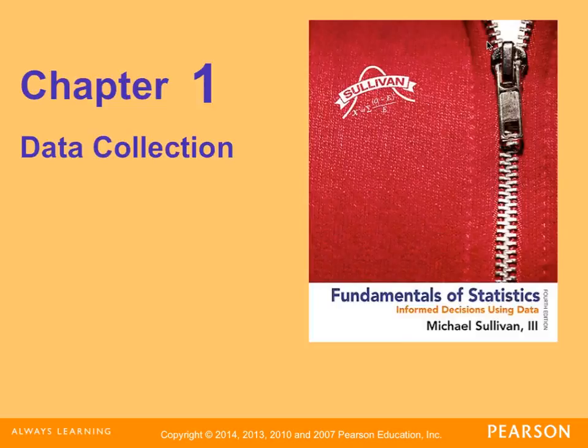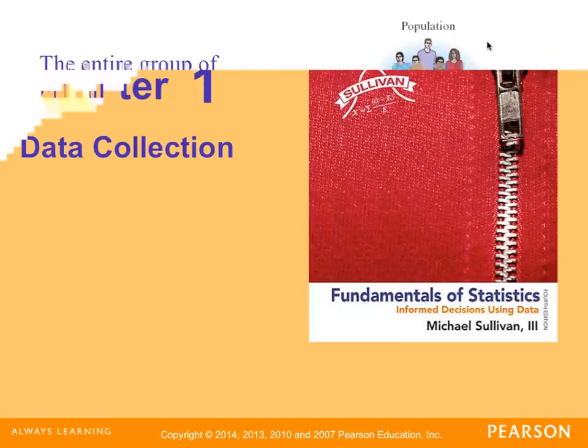But chapter 1 was all about data collection. So the first thing I want to talk about is the difference between a population, a sample, and an individual. And we're going to get into this in a little more detail in just a little bit. But what you first need to know is that the entire group of individuals that you're studying is called the population. An individual is just someone that is a member of the population being studied, and then a sample is a subset of the population.